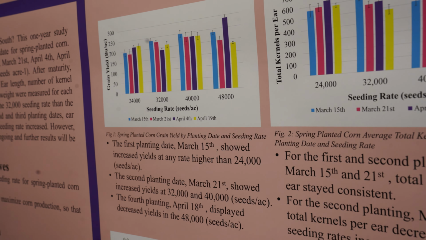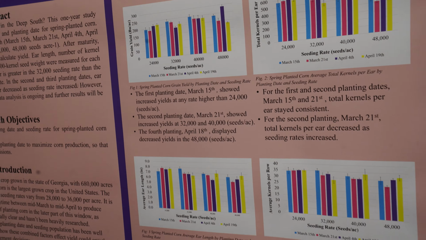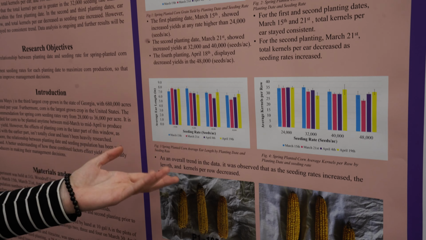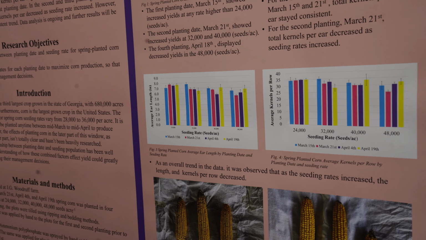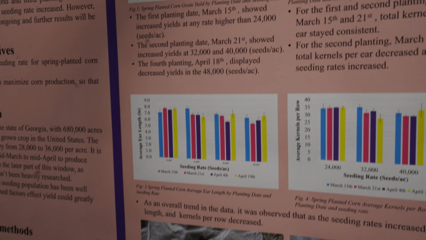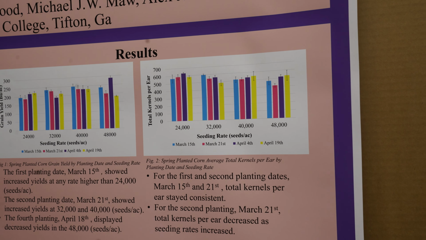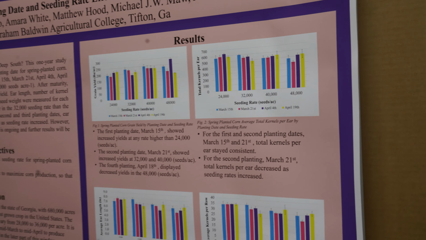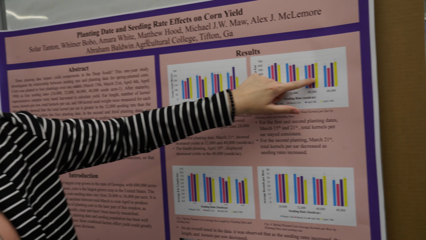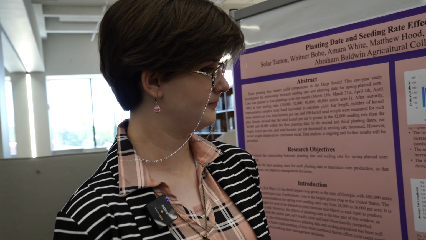And that brings us over to the total kernels per ear. For the first and second planting dates, March 15th and the 21st, the total kernels per ear stayed pretty consistent. You see it's kind of like they're little friends, they're staying right neck and neck. But with the second planting, the 21st, you can see an overall decrease as we increase our seeding rate.